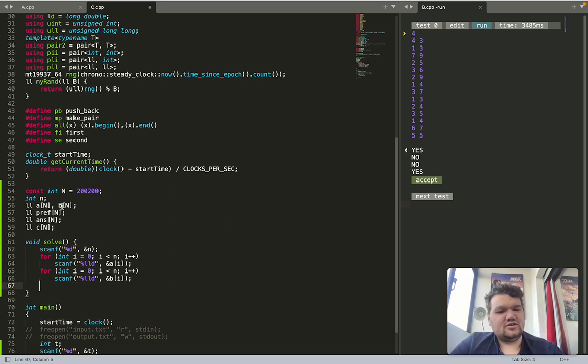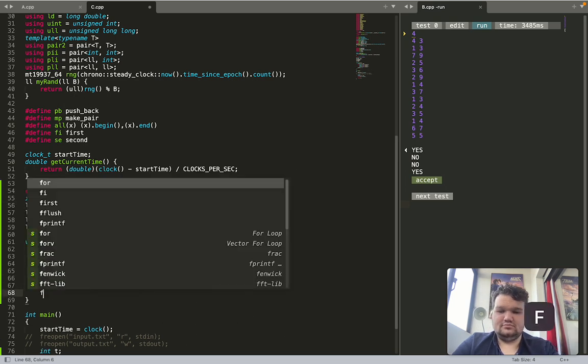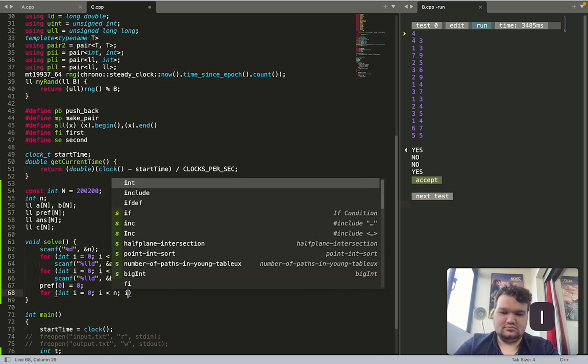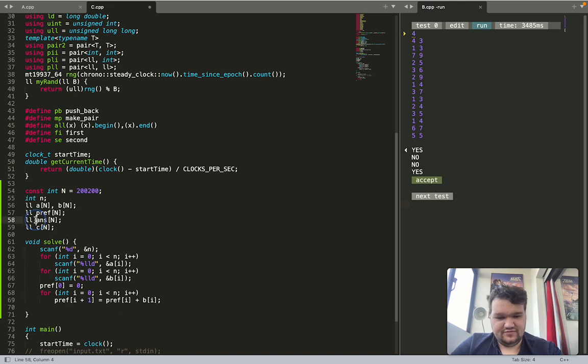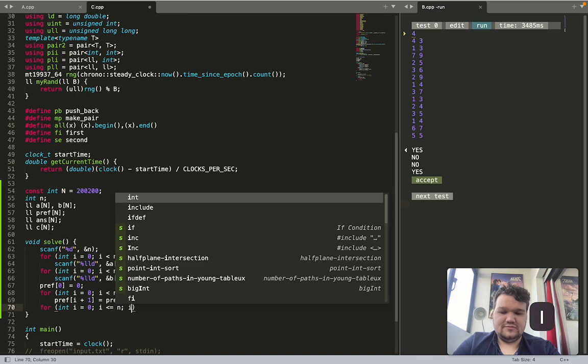Okay, so we need to calculate prefix sums on array B. Done. We also have an array for answers, and an array on which we will do +1 in the beginning and -1 in the end, and then calculate prefix sums. And we need to clear them between tests.